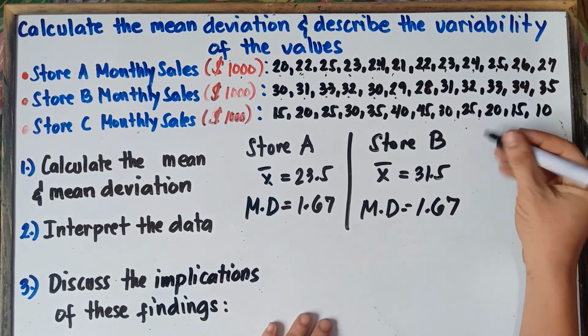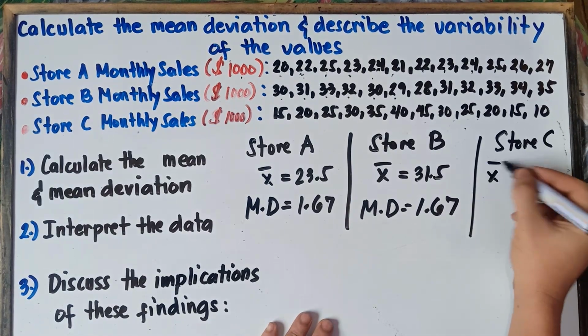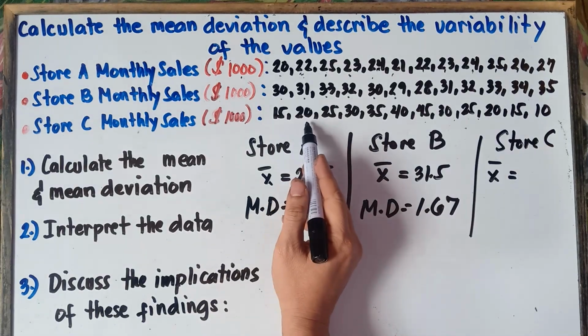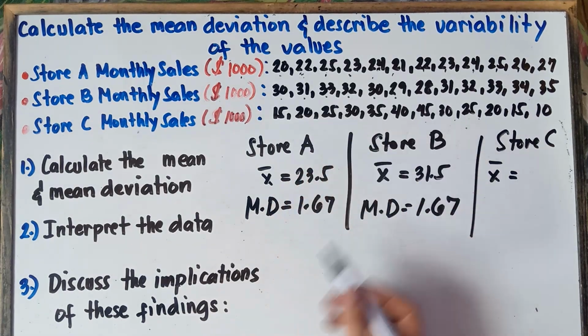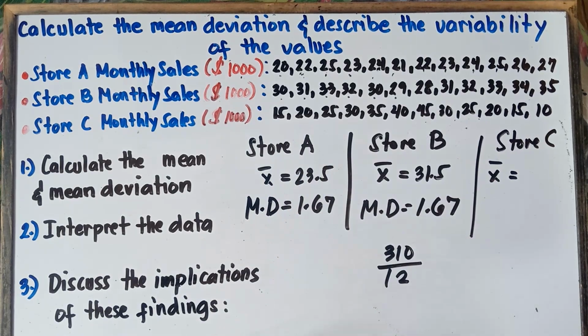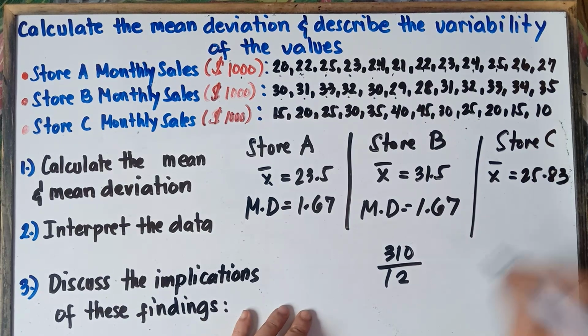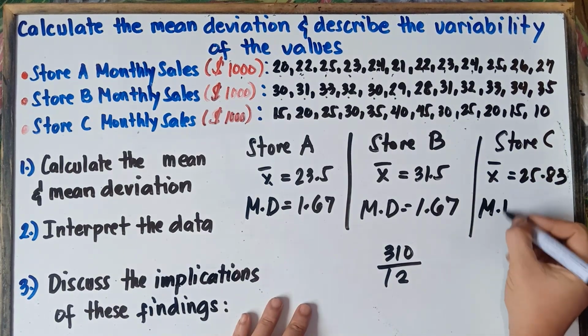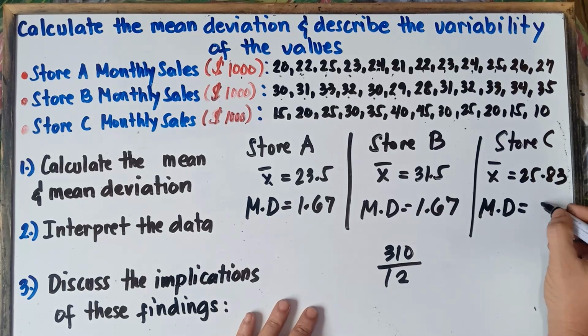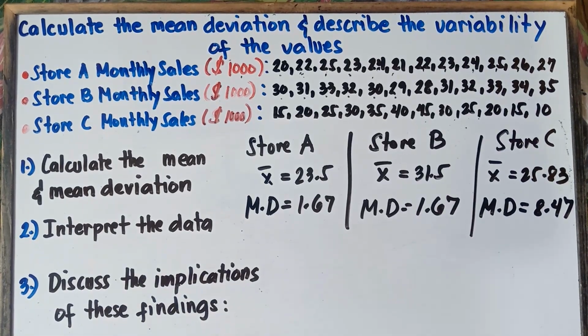Alright, and then store C. For the mean, if you add 15 plus 20 plus 25 plus 30 and so on, the answer is 310 divided by 12, the total number of samples, and the mean for store C would be 25.83. And then the mean deviation is equal to 8.47. Alright, so we're all set in calculating the mean and mean deviation.